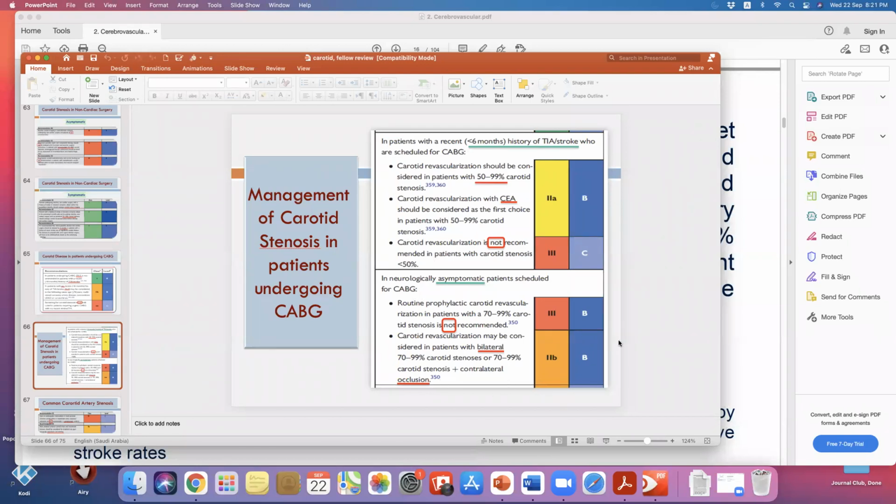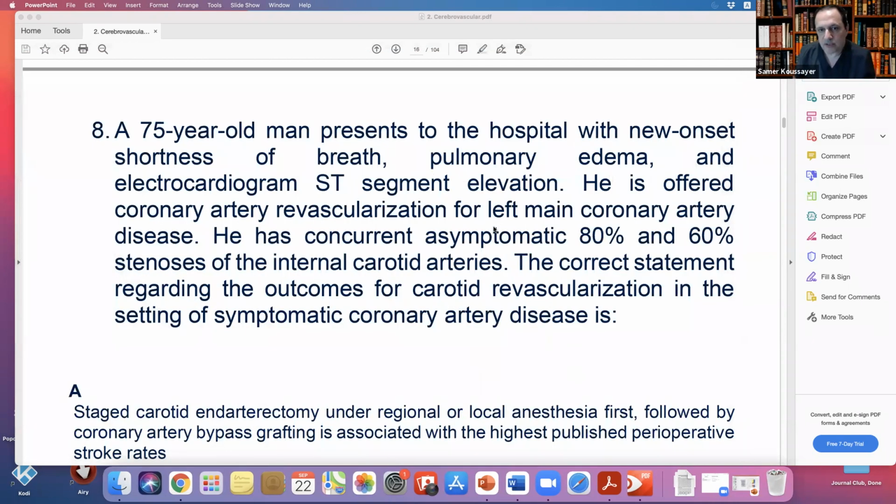I agree totally, he does not need it. The problem is that whoever wrote this question, maybe it is an old question, didn't read the new guideline, but I agree 100%. In this patient, I will leave him alone. I would say just go with a CABG. But here I will focus on the left main. If it was LAD, circumflex, or right, maybe, but the left main, I think it is so risky to waste time or to do anything that may give you a risk in this operation.